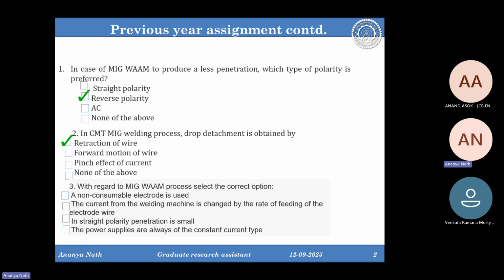Because of the high current flow from the short circuiting, there will be a spark, and because of the spark, there will be metal transfer. In case of this process, the process is very stable and the spattering is very less. It's a very controlled process, but it's difficult to control because of the retraction. But if you can control the retraction and the short circuiting, then the overall process is very much controlled.